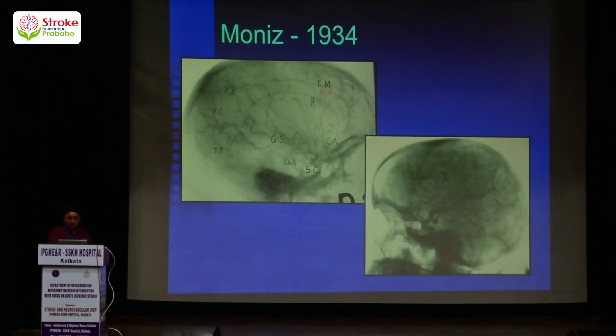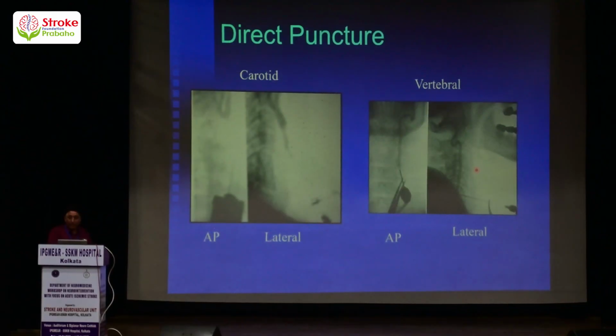These are the angiogram films by Egas Moniz. We can see that the vessels are not very clearly visualized, although there is a posterior communicating artery aneurysm, because it was a non-subtracted angiogram. At the time, the angiogram was done by direct puncture. You had to do a direct carotid puncture, or a direct vertebral artery puncture to see the posterior circulation.